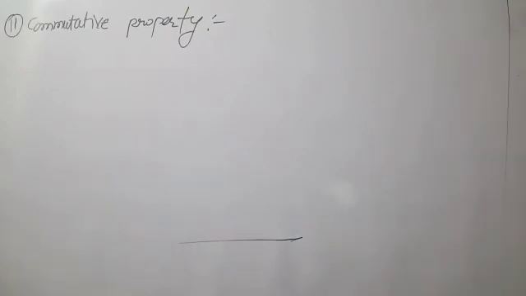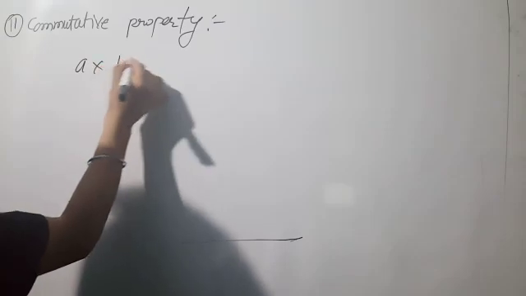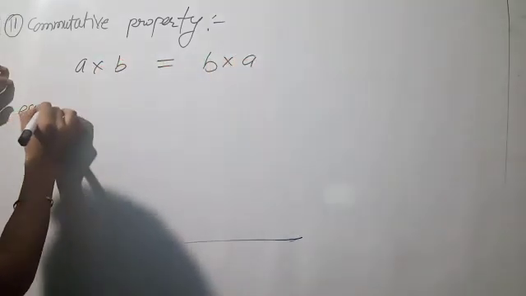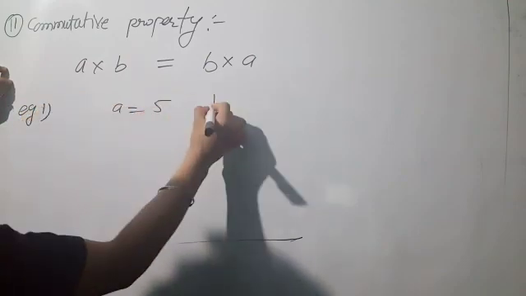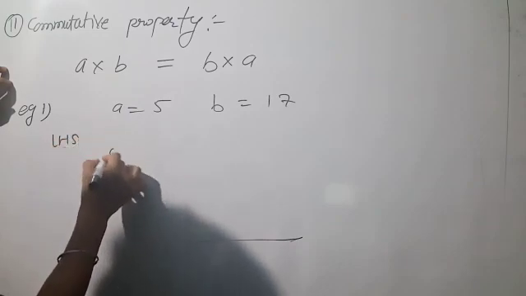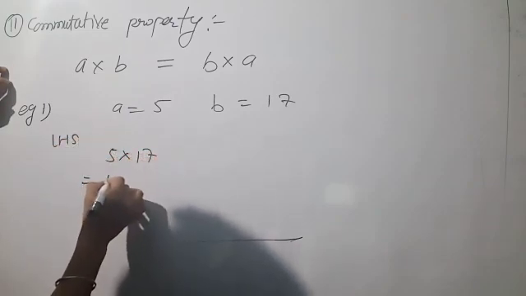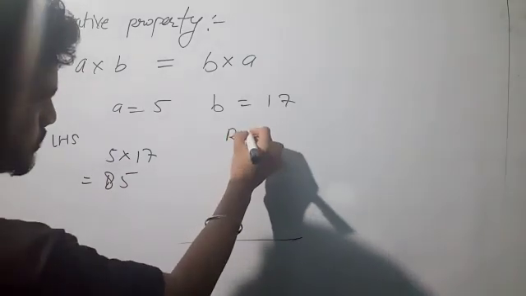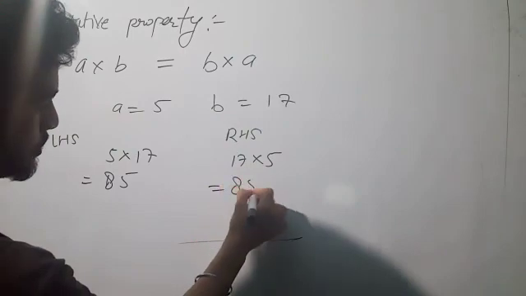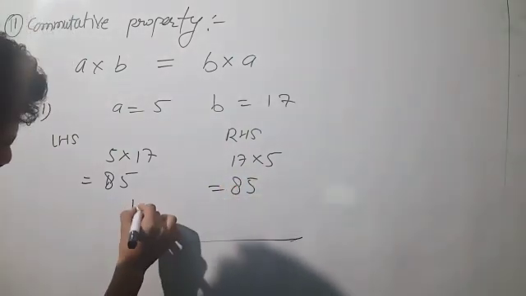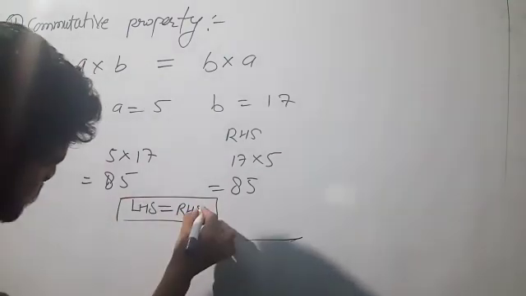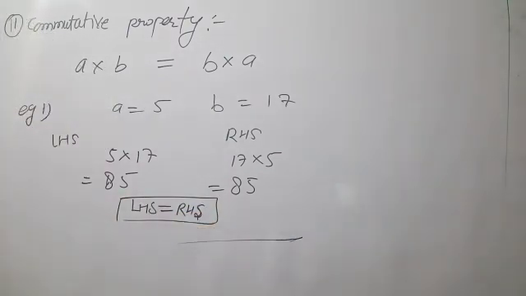The second one is the commutative property. If you have two given numbers A and B and we multiply them, then A into B must be equal to B into A. For example, A equal to 5 and B equal to 17. Then in LHS, 5 into 17 is 85, equal to RHS 17 into 5, that is B into A, 85. So our answer on both sides is equal, LHS equals RHS. So it means the commutative law is followed by the multiplication of two numbers.